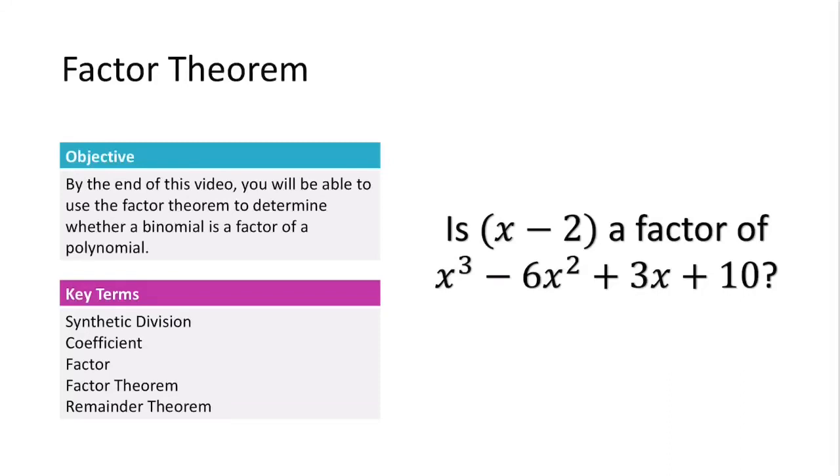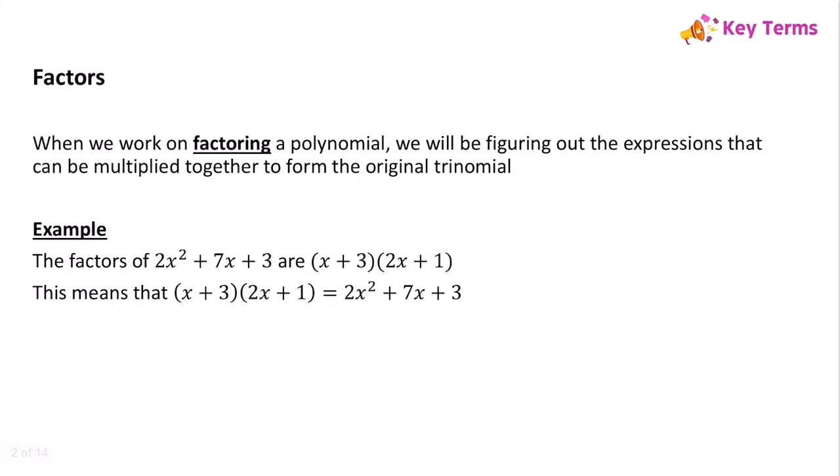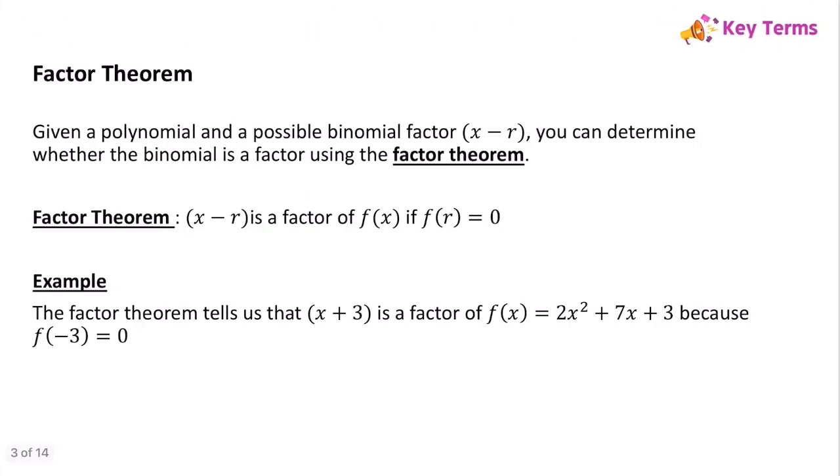In this video, we're going to use the factor theorem to determine whether a binomial is a factor of a polynomial. So when we work on factoring a polynomial, we're actually trying to figure out the expressions that can be multiplied together to form the original trinomial. For example, the factors of 2x squared plus 7x plus 3 are x plus 3 and 2x plus 1. That's basically saying that if I take x plus 3 and multiply by 2x plus 1, we can actually get the original polynomial back.